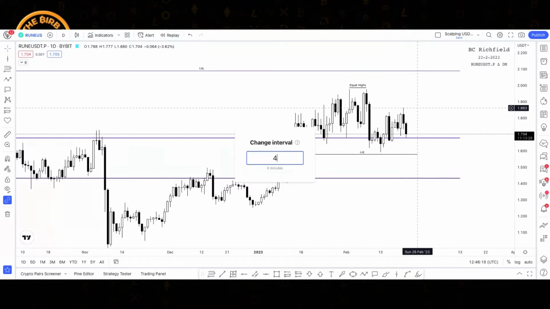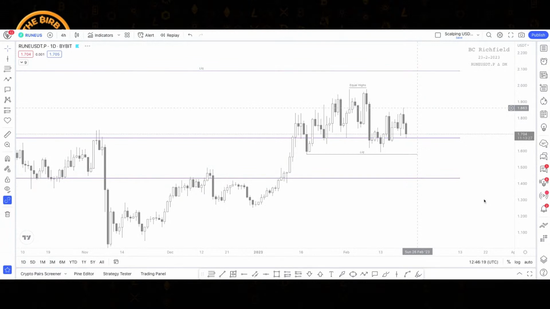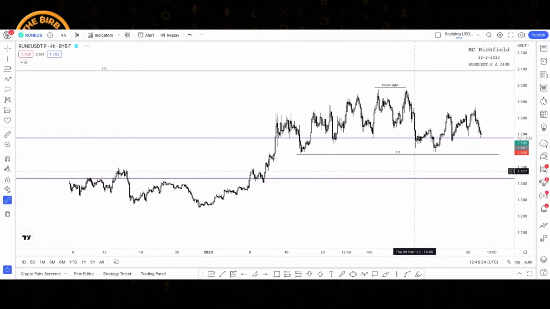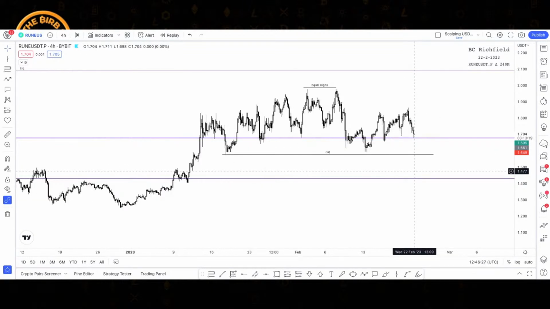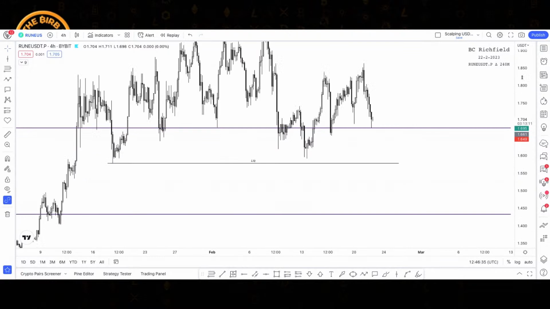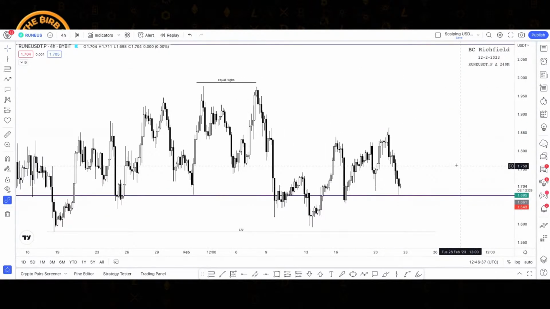Right, so let's have a very quick look at the 4 hour and say to ourselves, okay, if we're looking at this here, I'm looking here for just confluence of levels that we've got. Now, when I'm looking at how price moves, I'm looking for it to go from liquidity to liquidity, right?